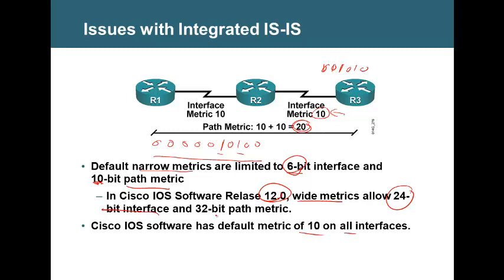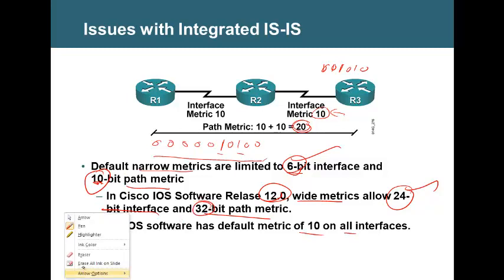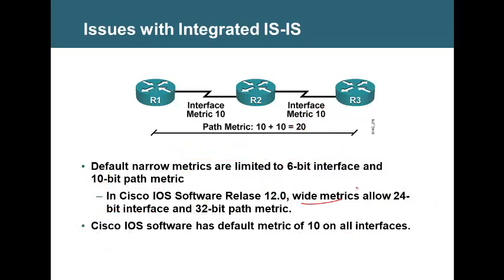segment routing, MPLS traffic engineering with ISIS. All this needs wide metric. I repeat, if you are doing MPLS traffic engineering with ISIS, you remember RSVP, we go inside ISIS and we enable the traffic engineering command. If you don't put wide metric, the traffic engineering command will throw an error for you. You need to say metric wide.